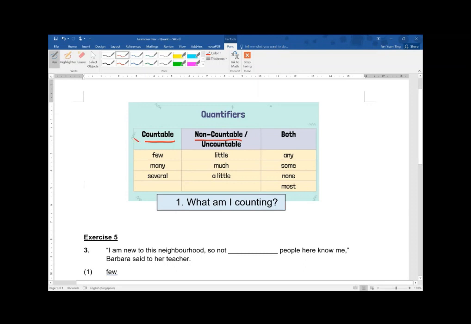So an example of a countable noun would be people. Alright, let's add on a few more. Apple and children. These are your countable nouns. For non-countable, let's switch and use a green pen. Instead, you see words like juice, bread, or rice. They are actually non-countable words.